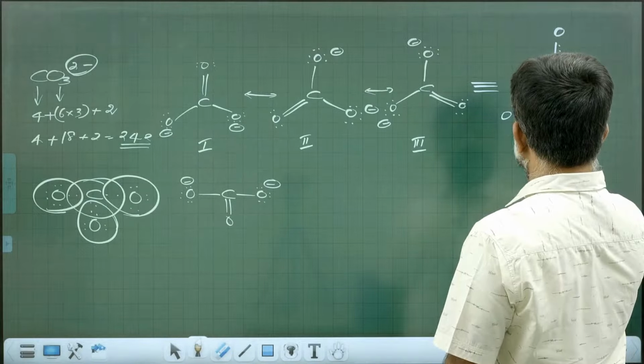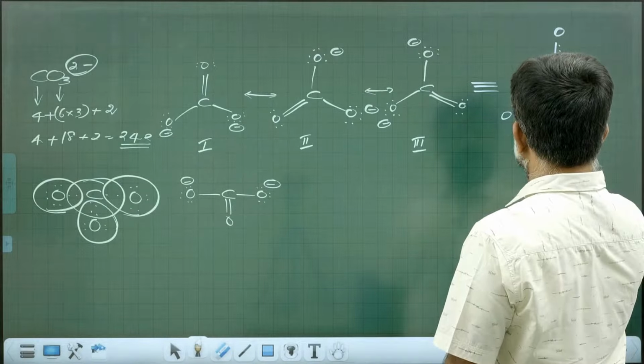For species like oxygen and nitrogen, finding formal charge is very simple. Oxygen is a divalent species. So neutral oxygen will be like this, and ionic oxygen will be O2 minus. If there is one bond, it will be minus. If there are two bonds, it will be neutral, and the two bonds can be arranged like this, still neutral. If there are three bonds, it will be plus.